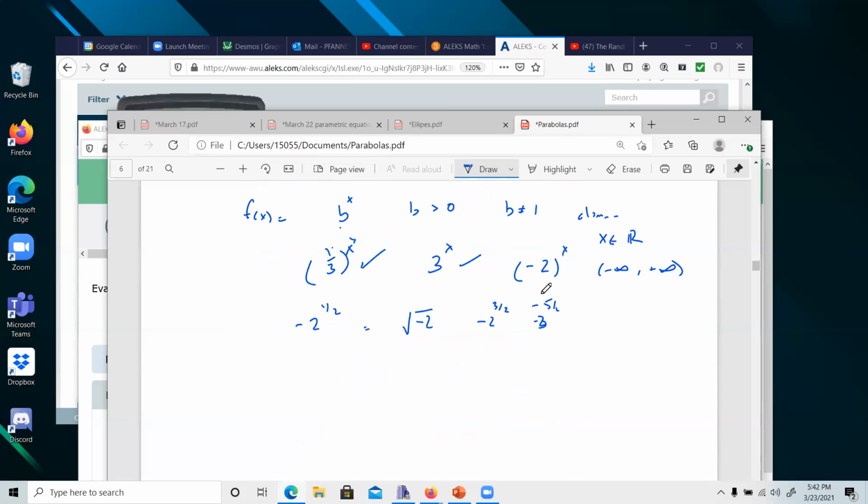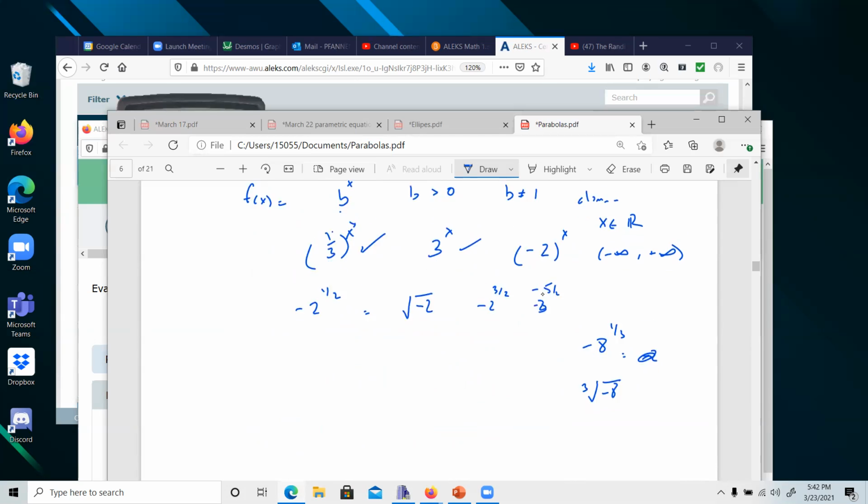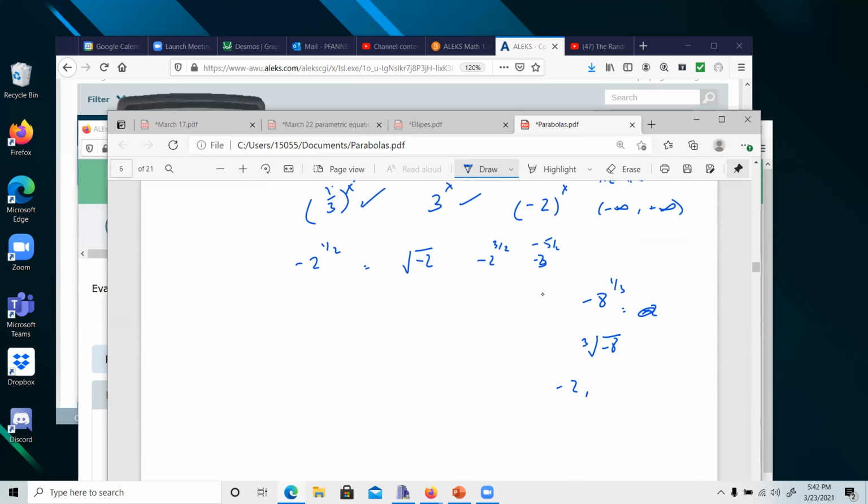Now, -2 to the 1/3 is fine. You can take a cube root and you still get a real number, okay? If I take -8 to the 1/3, right? That's -2. It's the cube root of -8. Can you come up with 3 numbers that when you multiply them together, you get -8? Sure, it's -2, -2, and -2, right? Multiply all that together, we get -8.